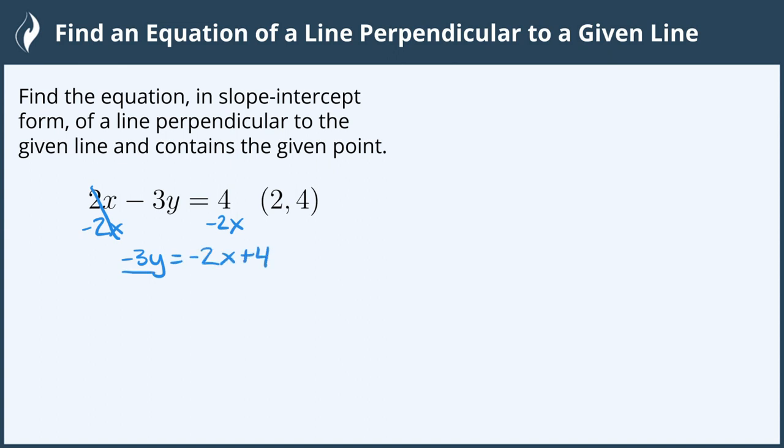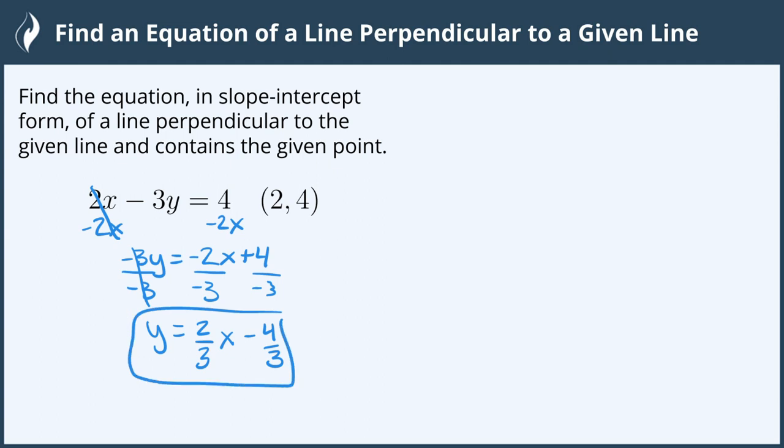And then divide every term by negative 3 to isolate the y, and we'll get y equals a negative divided by negative is positive, so positive 2/3 x, and positive divided by negative is negative, so we get minus 4/3. And this is the equation of the first line, which means our slope is 2/3.